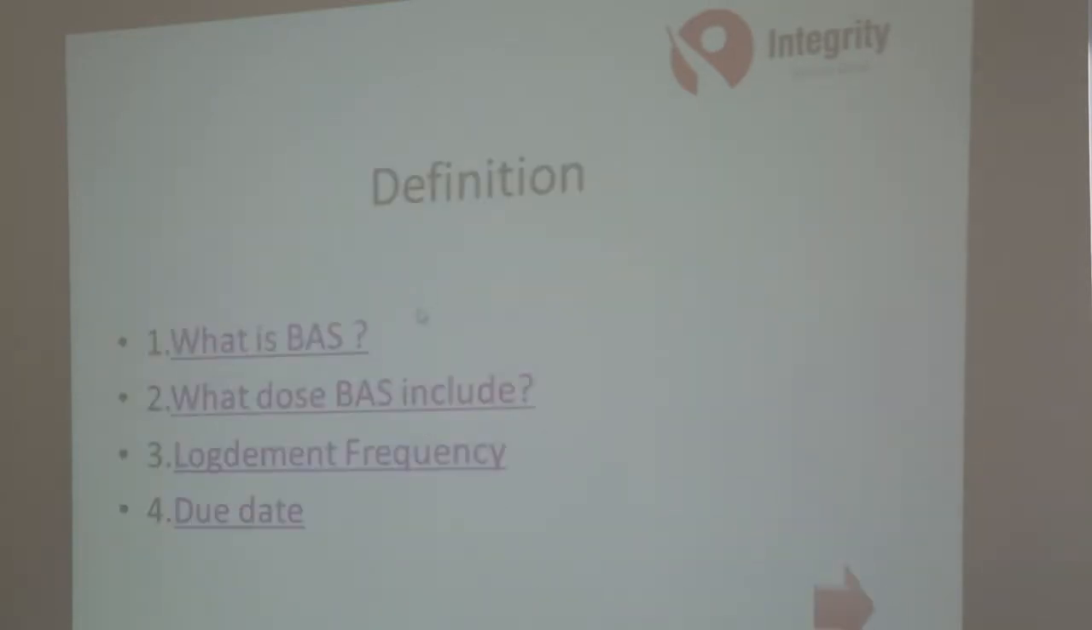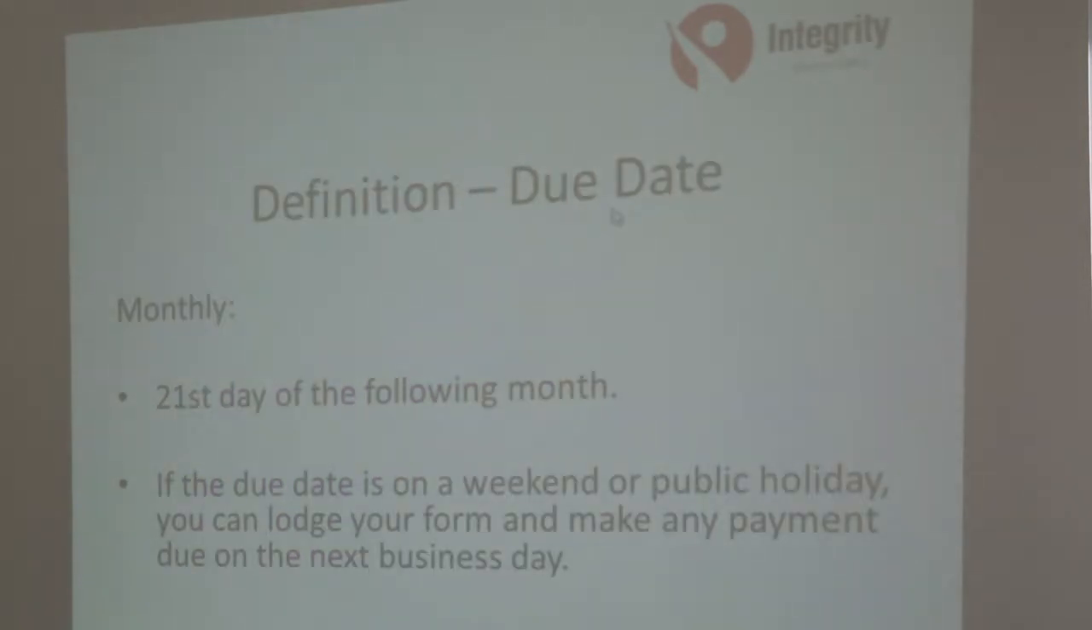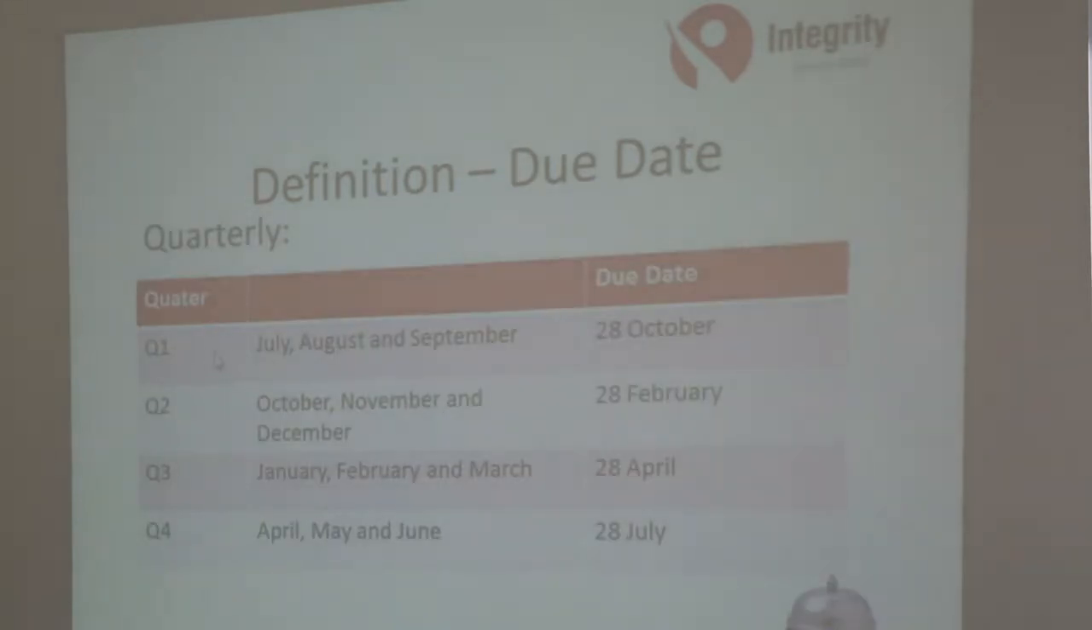So we go back to the definitions, the due date. Based on the taxation law, if you choose monthly lodgement, then it will be the 21st day of the following month. And if the 21st is a holiday or weekend, then the next business day will be the due date. If it's quarterly, then every year we have 4 quarters. After the quarter is finished, the due date, in the following month, is slightly different. It's the 28th. It's listed here, so we can use it as a reference.